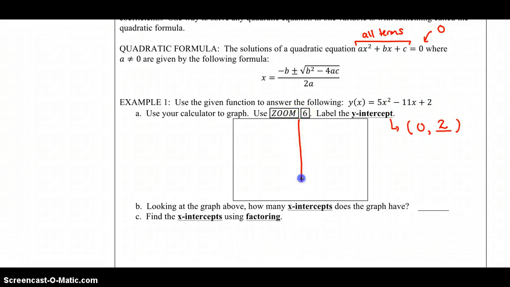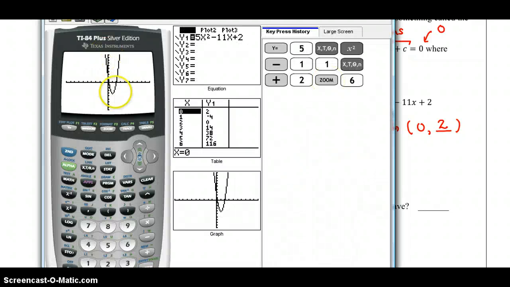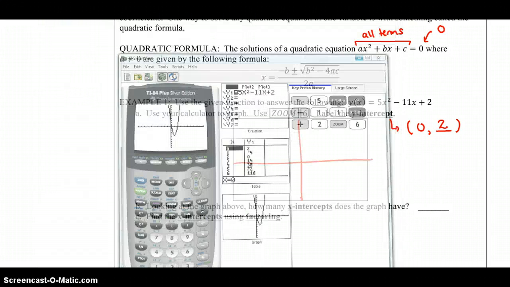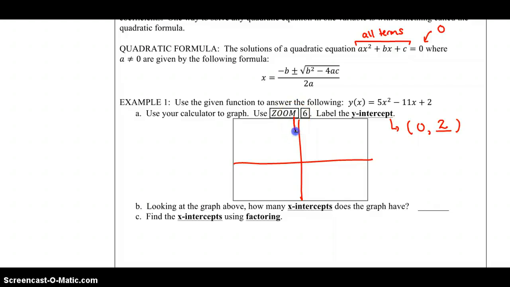On our screen here, we had something that came down kind of skinny and crossed in a couple different places on the axis. Like this one looks like it crosses maybe near 0 or slightly positive there. So we have this thing that comes down like this, and we have a point here at 0, 2. Looking at the graph above, how many x-intercepts does the graph have?